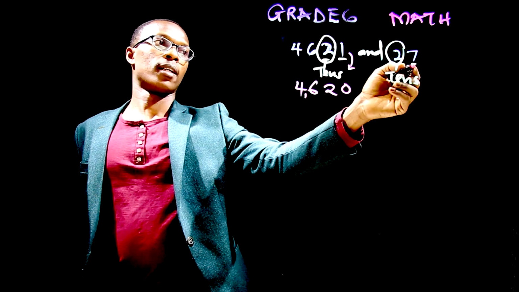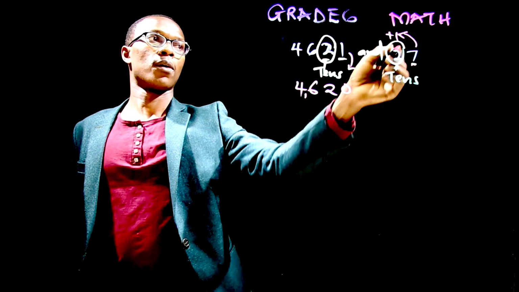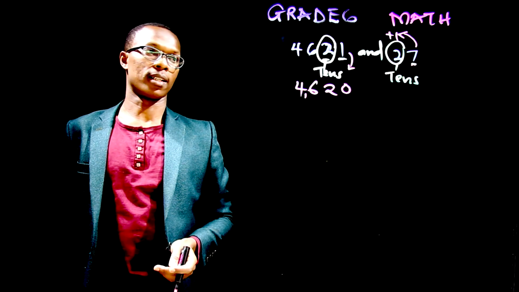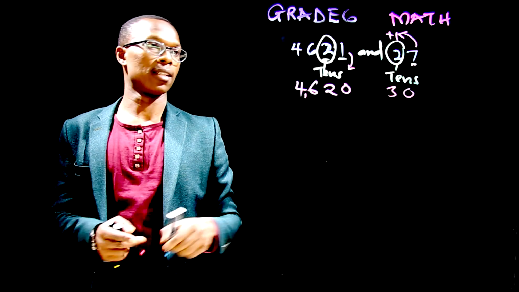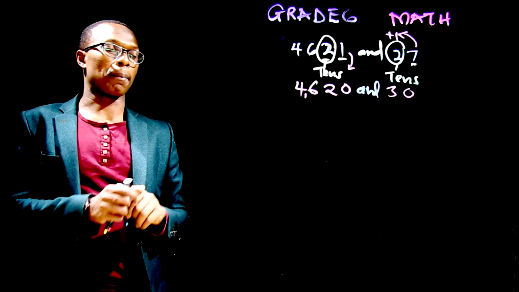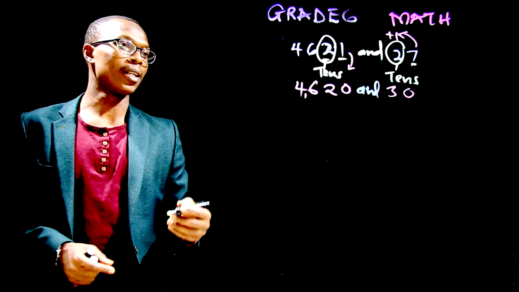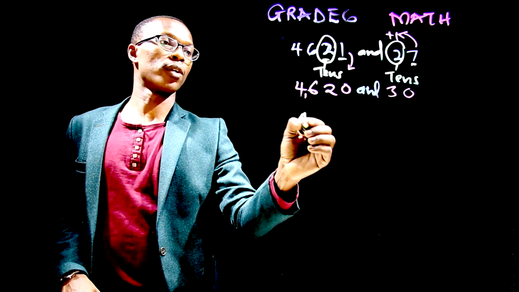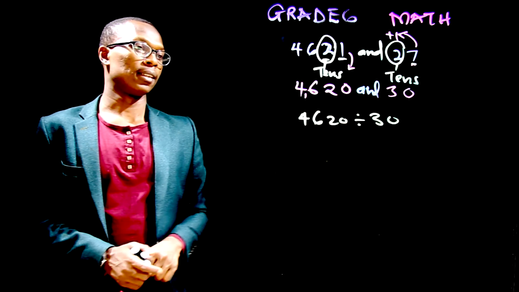How about this one? This one is more than 5, yeah? So we have to round up. Round up by adding 1. So what do we get here? 3, which makes it 30. So that's it. We're done with the first step. It's very simple, yeah? The next step we're going to do is just to divide these two numbers. So we're going to get 4620 divided by 30.